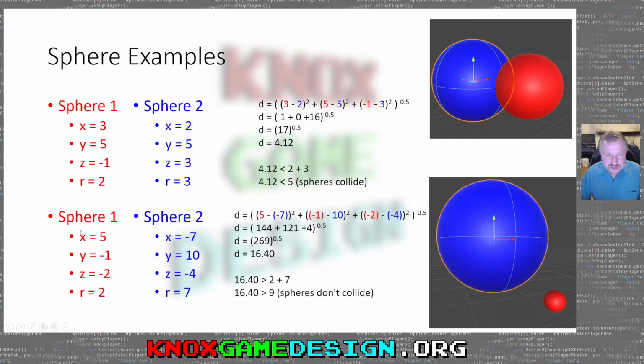Now we've got a second example here where we've got a sphere at position 5, negative 1, 2 with a radius of 2. The second sphere has a position of negative 7, 10, negative 4 with a radius of 7. So we plug in the values. We get the square root of 269, which is 16.40. So the sum of the two radius values is 2 plus 7. Since 16.40 is greater than 9, the spheres don't collide.